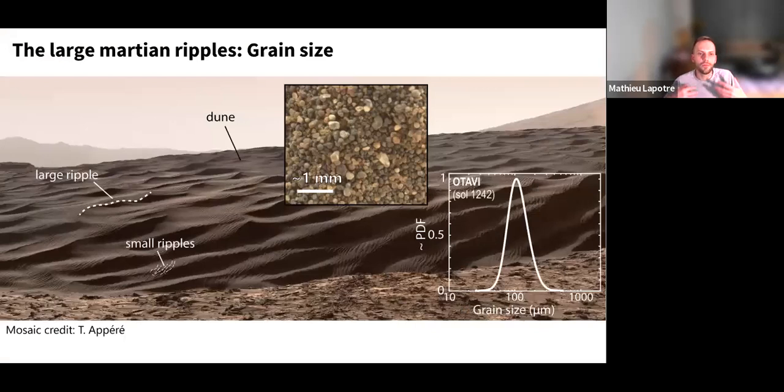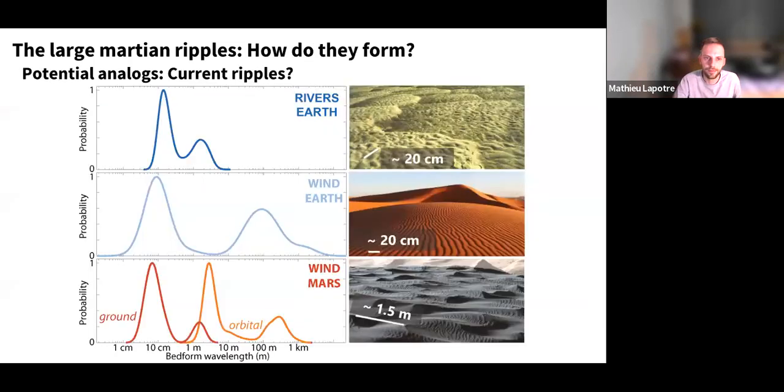So it turns out wherever we saw small ripples migrating on top of large ripples, which themselves piggybacked onto a larger dune, we found that the sand that makes up these bedforms is actually relatively fine and well sorted. So we don't think that the large Martian ripples are either impact ripples or coarse-grained ripples.